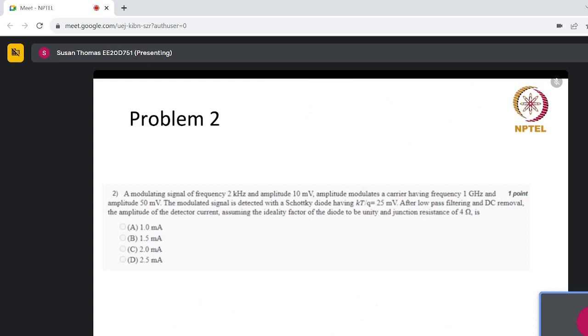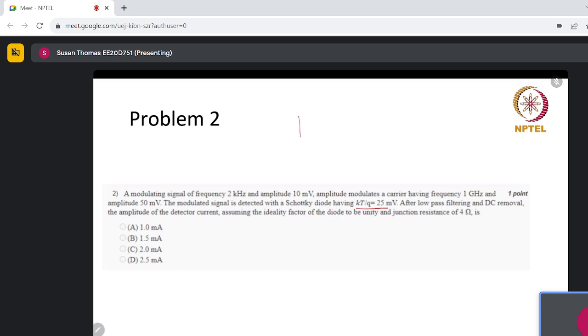We'll try to discuss the next question. So this is again a question on Schottky diode. A modulating signal of frequency 2 kilohertz and amplitude of 10 millivolt amplitude modulates a carrier having a frequency 1 gigahertz and amplitude 50 millivolt. The modulated signal is detected with a Schottky diode having kT by q 25 millivolt. So basically a Schottky diode is being used as a detector. So you have a modulated signal which is an amplitude modulated RF carrier.